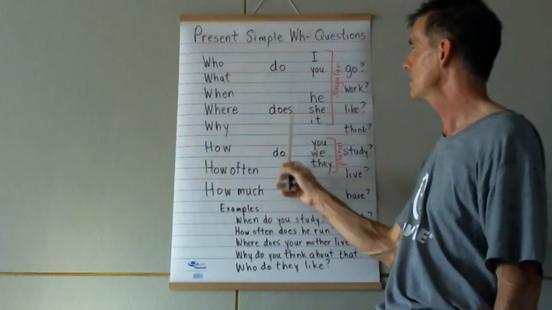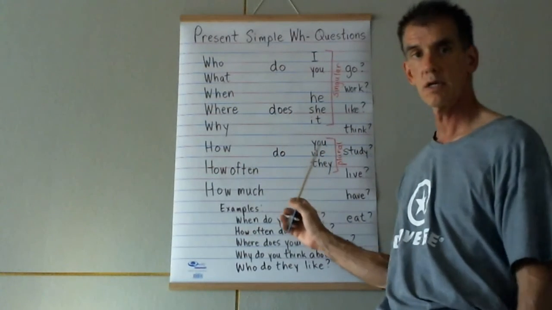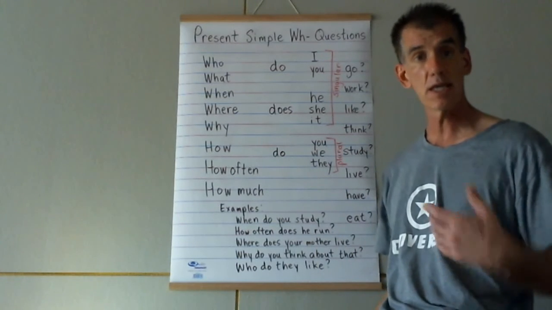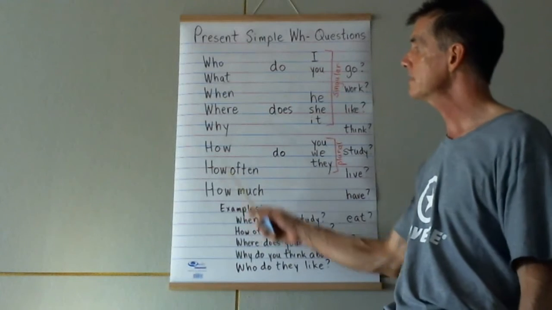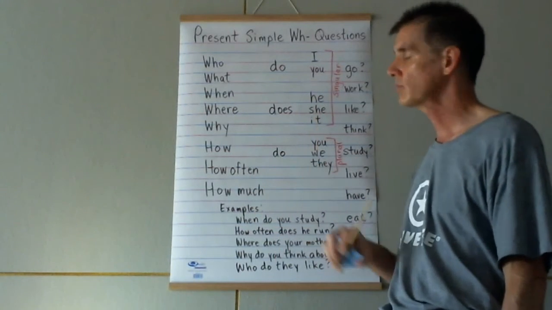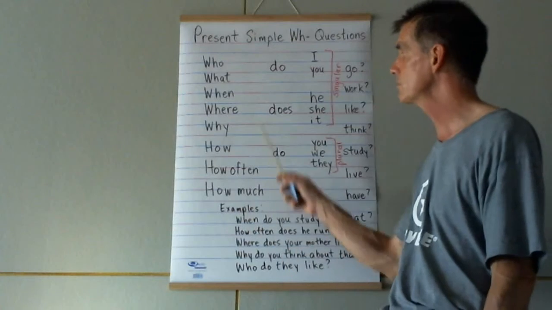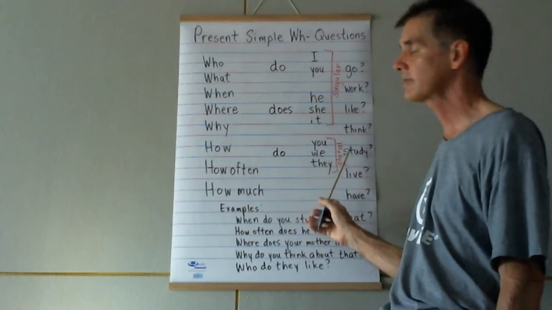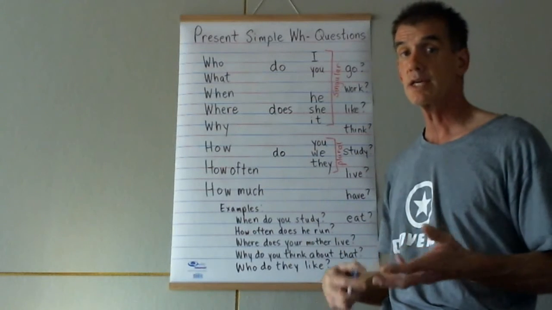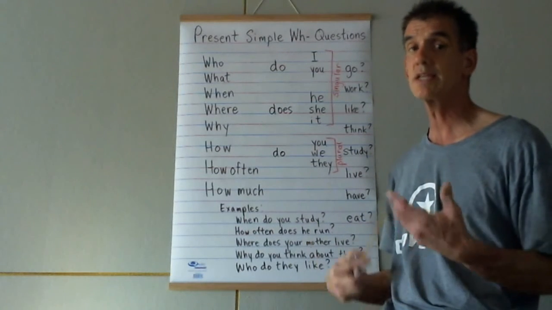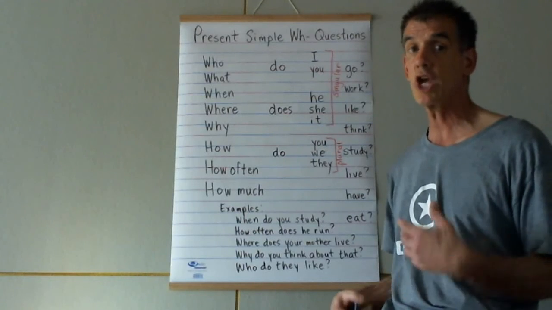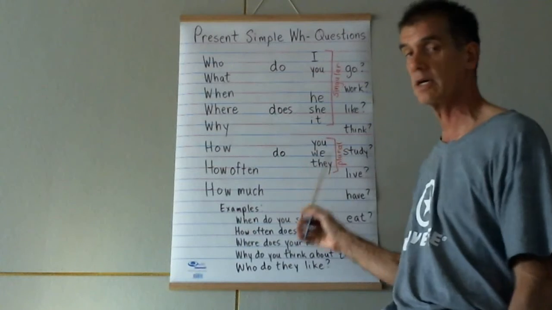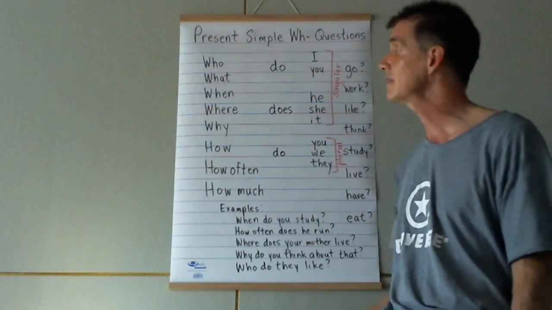When does he study? So he studies in the evening. The answers are always a bit confusing when you use he, she, it. So for example, when does he study? You don't say he study in the evening, you say he studies. So the verb actually changes in the answer. So again, when does he study? He studies in the evening.